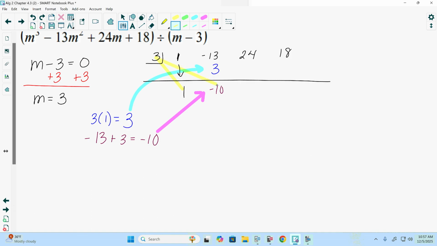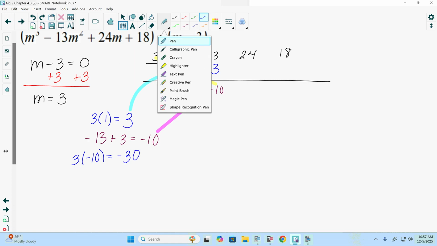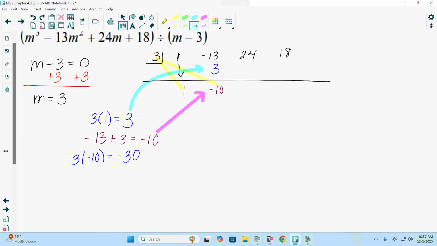Now we're going to multiply the number inside the cubby with the number below the line. So we're going to have 3 times negative 10, which is negative 30. And then we're going to put it under the next number above the line. Questions on this so far? Question? Okay.